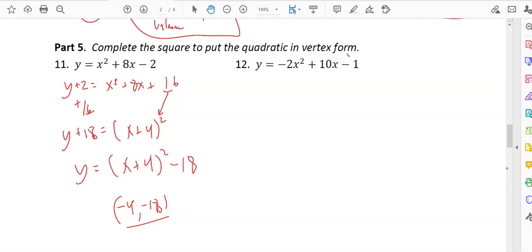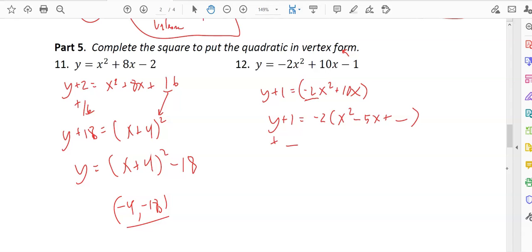Okay, this is a little tougher now. Move the constant over first, add 1 to both sides. Y plus 1 equals negative 2 x squared plus 10x. So in this context, we want to pull out not the GCF, but just the a value. So we're going to factor that out. So y plus 1 equals negative 2 times x squared, I guess it would be minus 5x plus blank plus blank. So, oh wow, this is not fun. So half of 5 squared, so that'd be 5 halves squared. I know it's negative, it's going to be squared, so it's going to be 25 fourths.